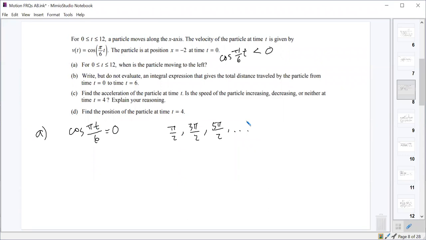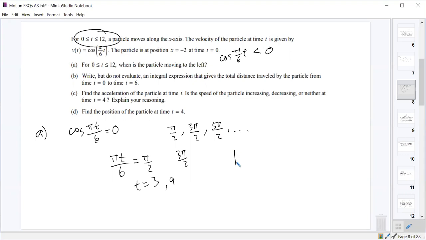What is our angle? Our angle is not just t, it's pi over 6 t. So we'll make pi t over 6 equal to pi over 2 to start with, and see what that gives us for t. So what does that give us for t? And if we make it equal to 3 pi over 2, what does that give us? Gives us 9. And if we make it equal to 5 pi over 2, it's going to be outside of the interval that we were starting with. So really, we're just interested in 3 and 9.